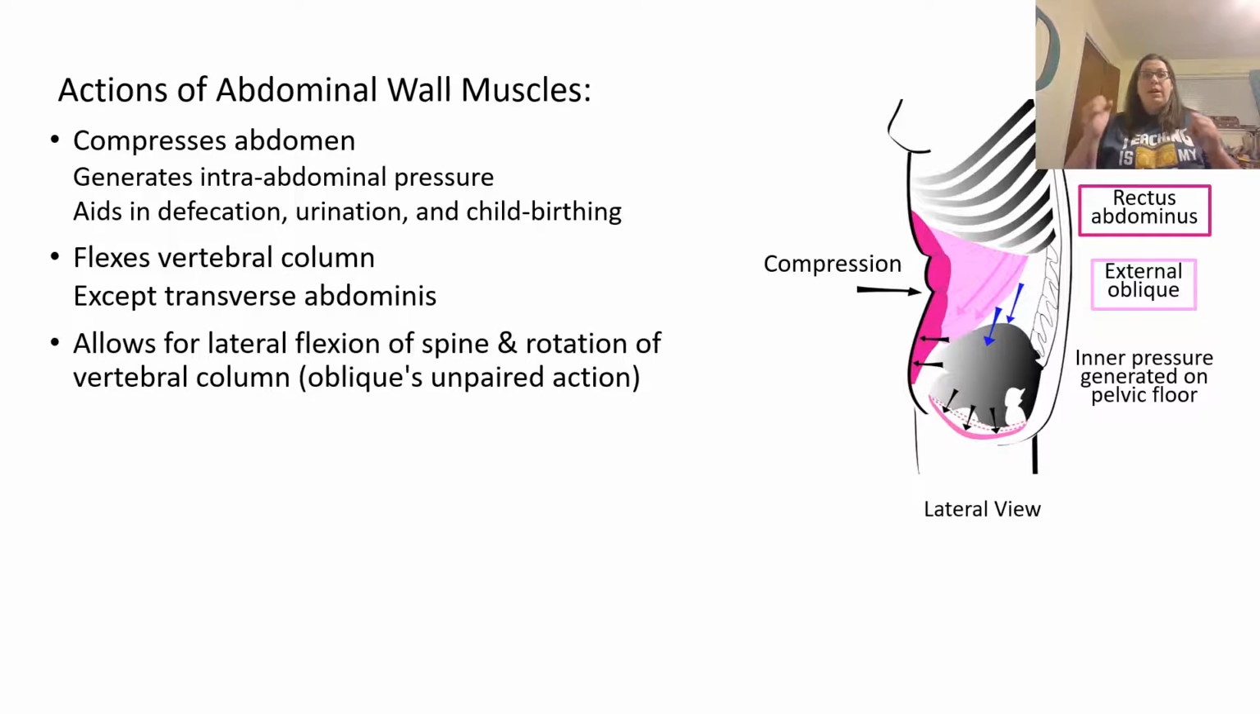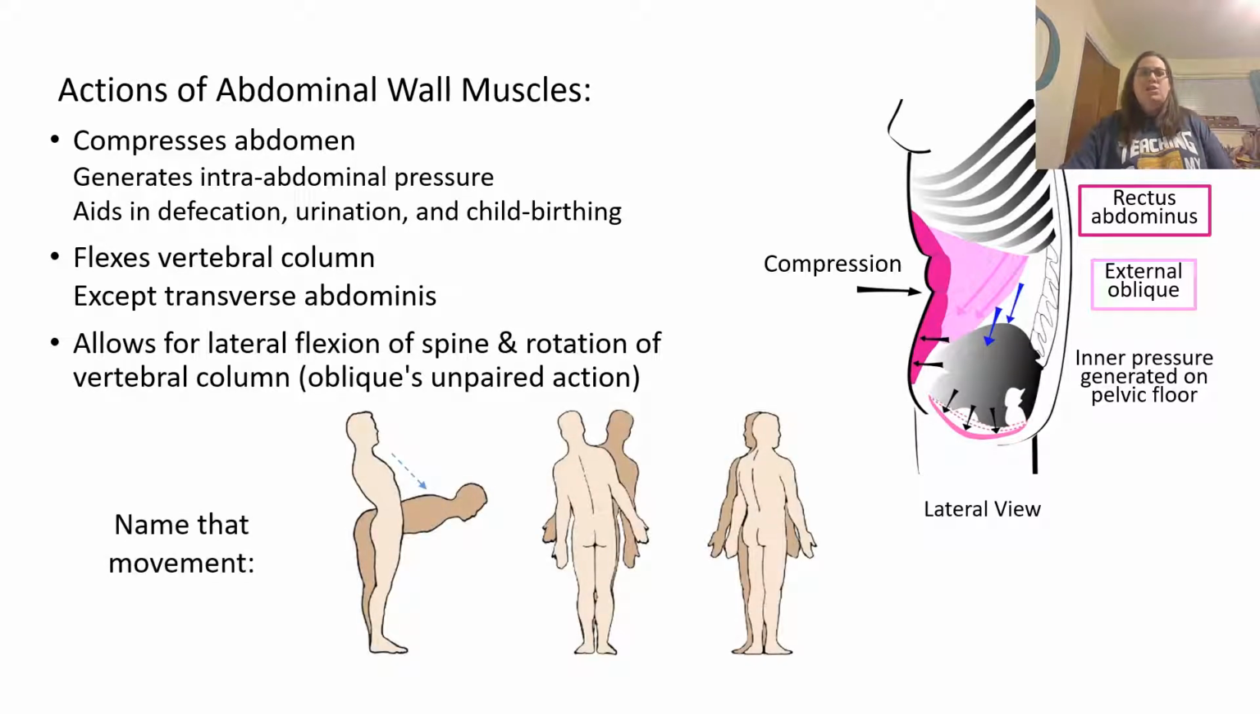This is done by the obliques. That's why you have that rotation machine to work your abs at the gym. It's done by those obliques. So when we say these movements are done by these muscles, what movements are these? When you bend forward, that is a type of flexion. When we go from side to side, that's lateral flexion. And then we also have rotation. These are done by the different abdominal muscles.